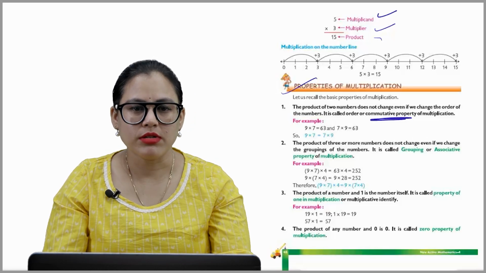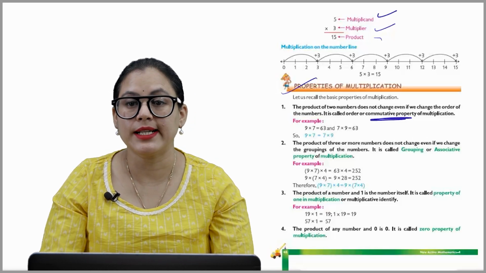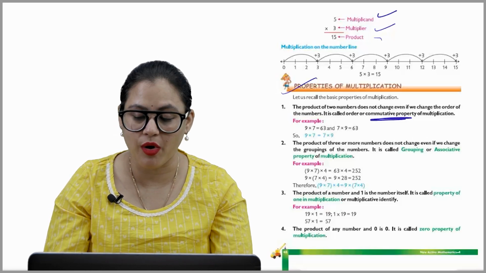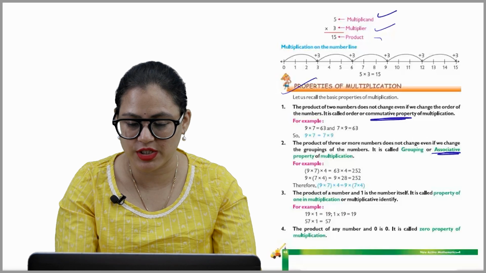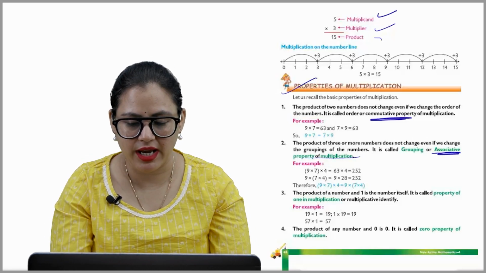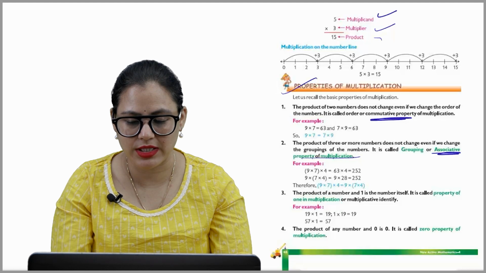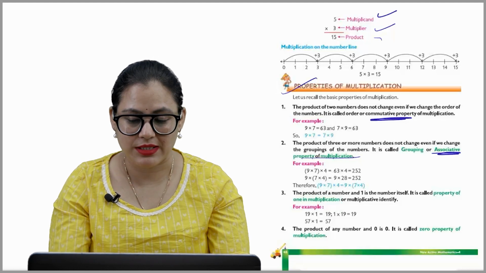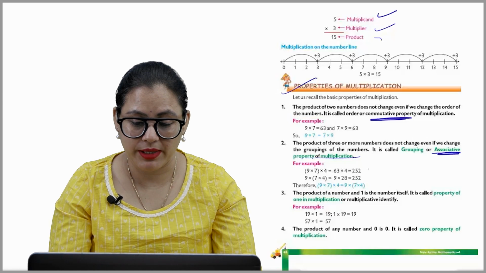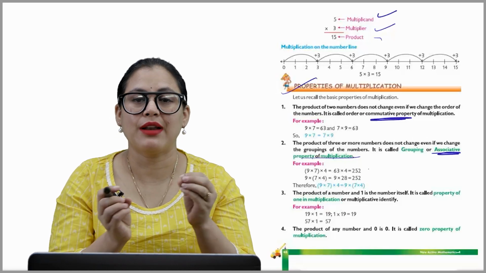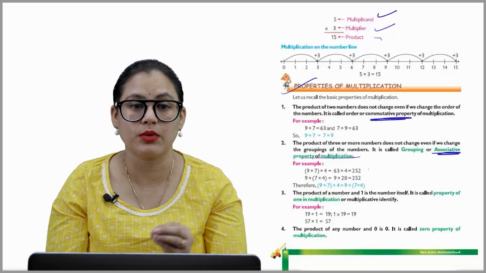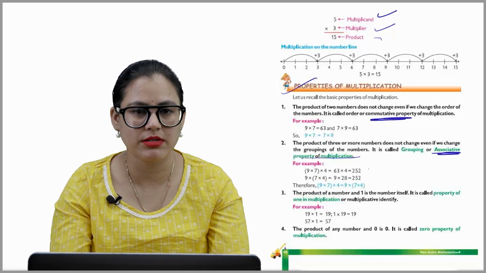Number 2, the product of 3 or more numbers doesn't change even if we change the grouping of the numbers. It is called the grouping or associative property of multiplication. For example, first we multiply 9 and 7, so (9 into 7) in brackets, then into 4. So 63 into 4 is equal to 252. Now we'll multiply 7 and 4 first and then multiply the product, that is 28, with 9. So we'll get the same answer, 252.